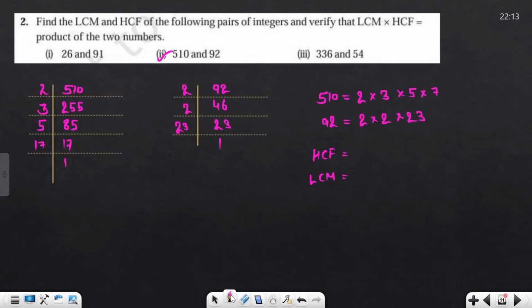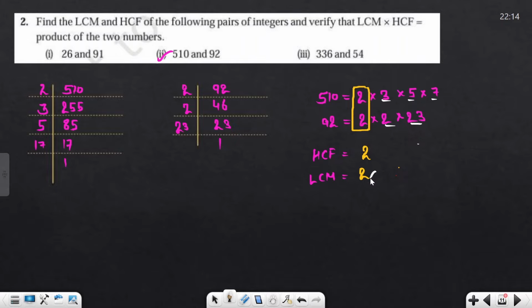How do we find LCM and HCF? HCF is the common factor. The common factor here is 2. Is any other factor common? No. It means the common factor is 2. And in LCM we write the common factor one time, and now write the remaining numbers. The remaining numbers are 3, 5, 7, 2, 23.